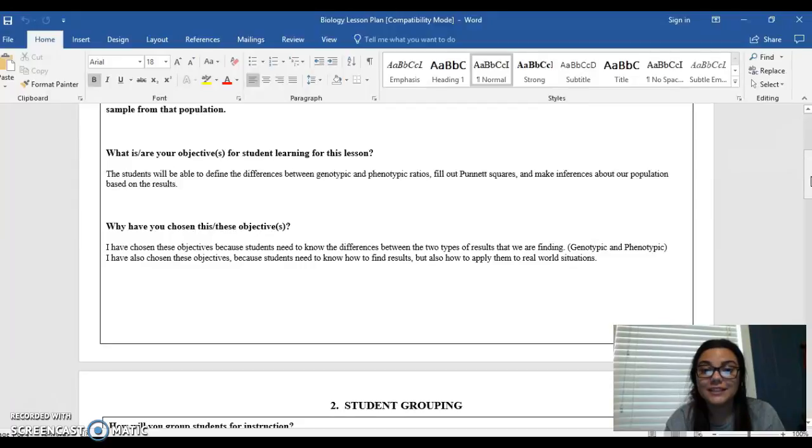I've chosen these objectives because it's important that students know the differences between the two types of results that we're finding, with the genotypic and phenotypic. And I've also chosen these objectives because students need to know not only how to find the results, but how to apply them to real-world situations. Let me scroll down.